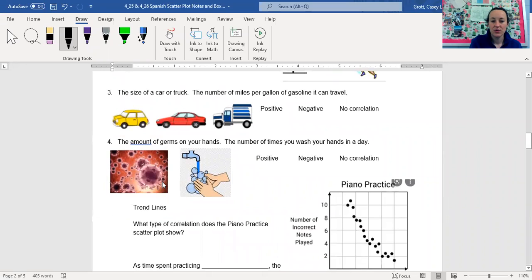The size of a car or truck compared to the number of miles per gallon of gasoline it can travel. So the bigger the car, what happens to the number of miles it can go? Is it positive, negative, or no correlation? The amount of germs on your hands compared to the number of times you wash your hands in a day. As the number of germs goes up, what's happening to your washing? Are you washing more or less? Positive, negative, or no correlation?